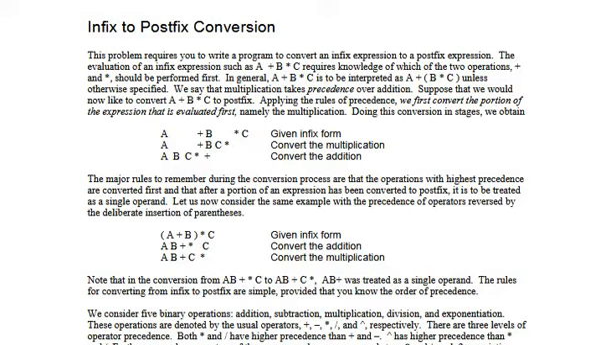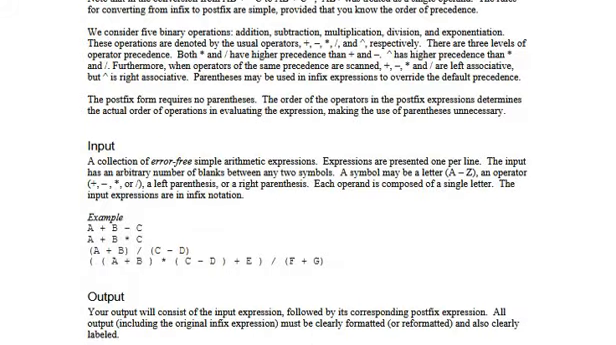The rules are very simple. The rules to be followed while converting: you need to know the order of precedence. We have five binary operations: addition, subtraction, multiplication, division, and exponentiation. So we have symbols denoting all binary operations.